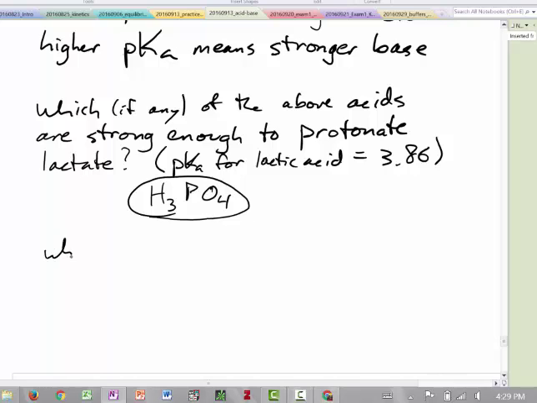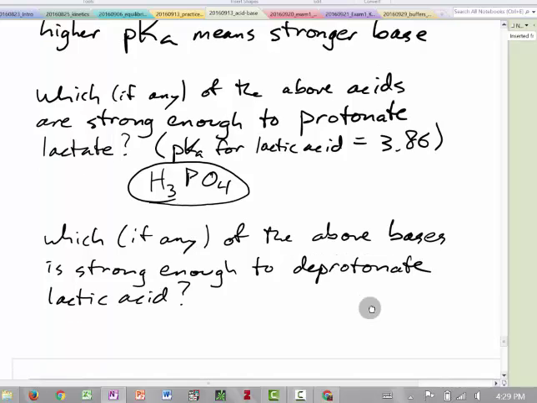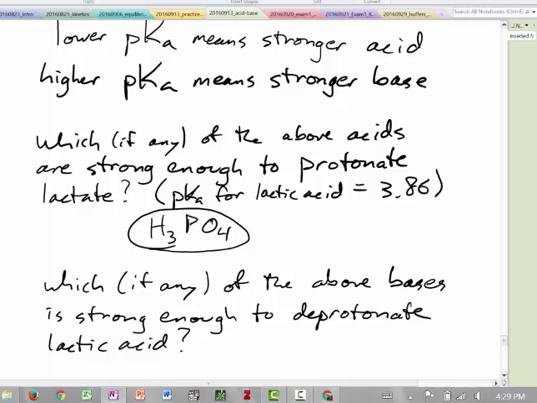Which, if any, of the above bases is strong enough to deprotonate, which means take a proton off of lactic acid. So same pKa as the previous problem. You want pKa's that are higher, because that's going to mean a stronger base. But then, you can go to those equilibria, but you still need to pick which chemical is the base.